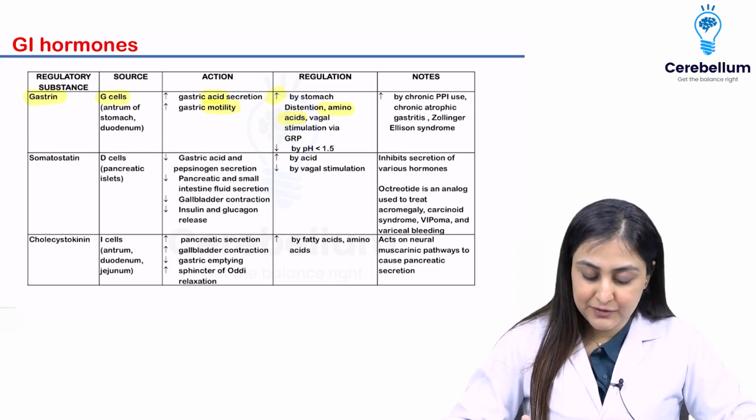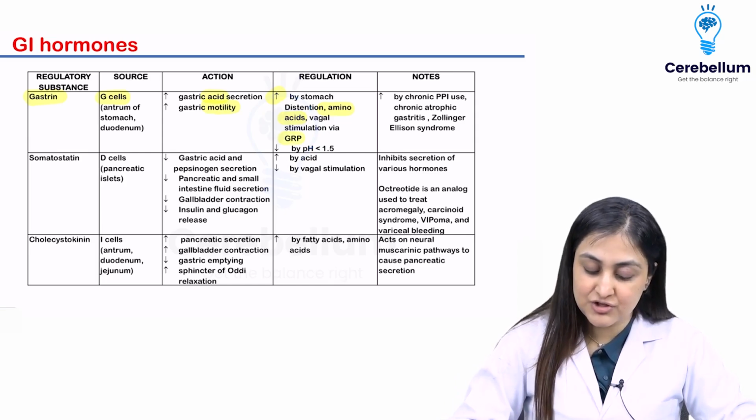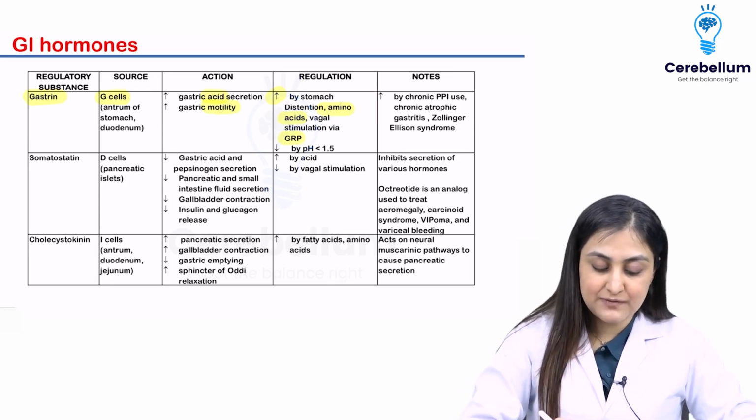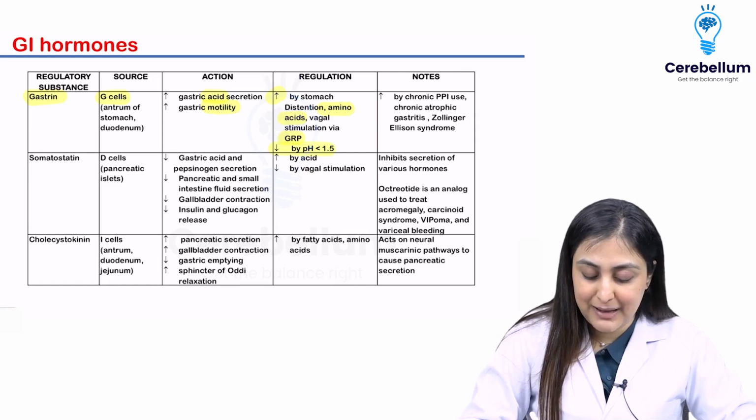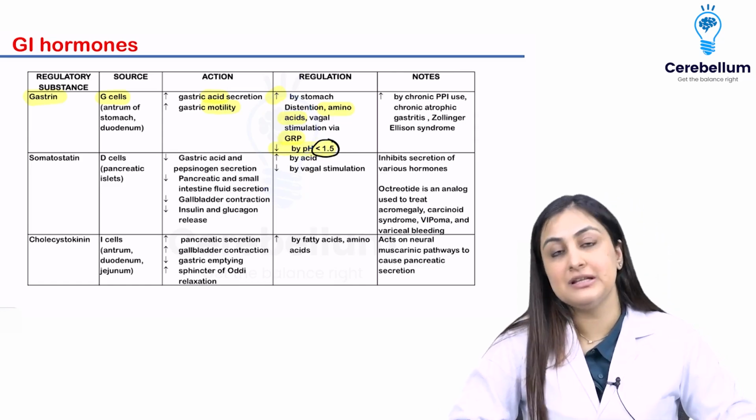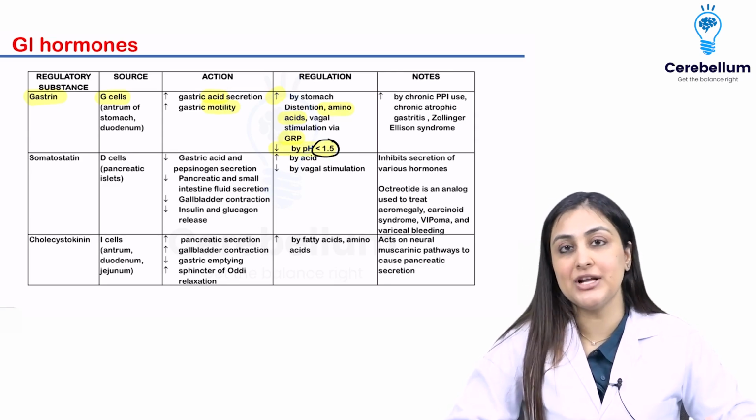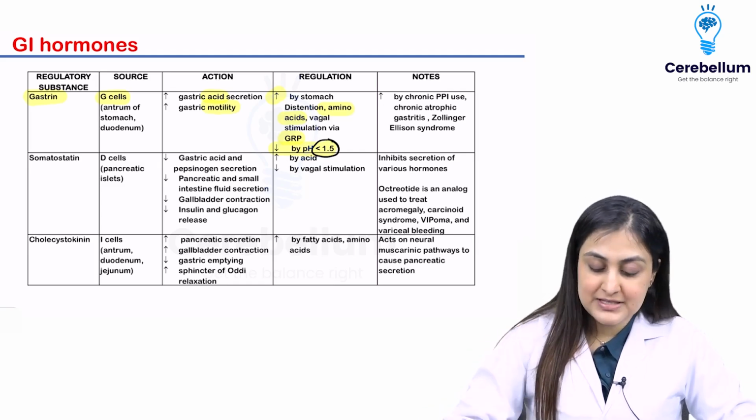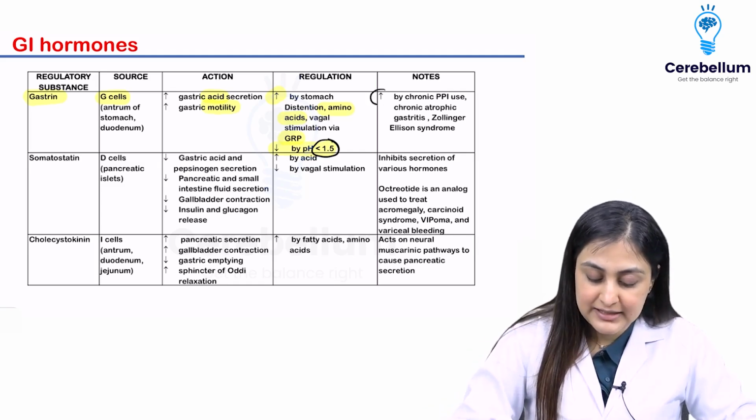Okay. Apart from that, vagal stimulation via gastrin releasing peptide also increases it. That's in the name itself. What is very important is the negative feedback. The moment we see that the pH is less than 1.5, the release of gastrin would be inhibited. Alright. So this is an example of how negative feedback works. This is very important. When does it increase?